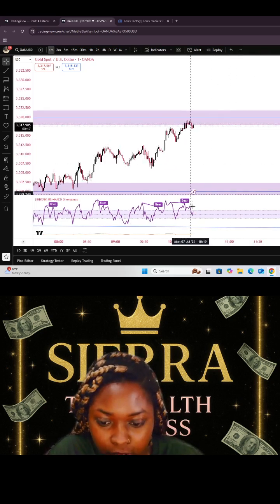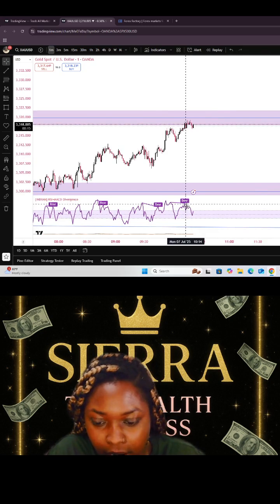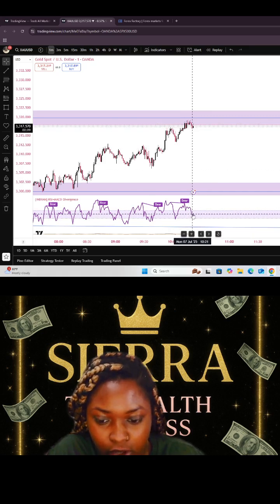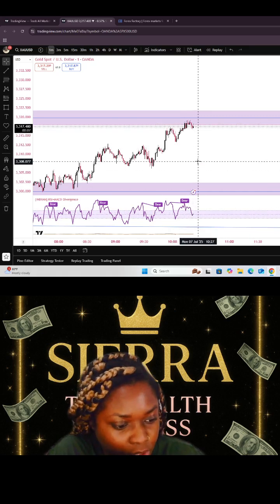All right. If we look down here on the indicator, price sold down right here within this little area. Now it's giving us a sharp turn, letting us know that price is trying to push back up some.